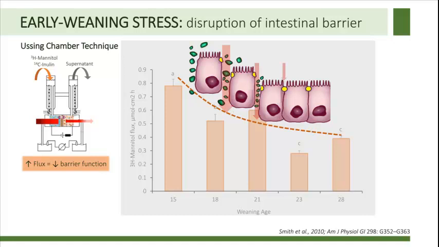And here we can see that it has an immediate impact on the barrier function of the intestine. As pigs are weaned earlier, the effect is greater on intestinal permeability. So what happens here is that tight junction proteins are disrupted, allowing more passage of pathogens through the intestine, which couldn't occur in normal circumstances.